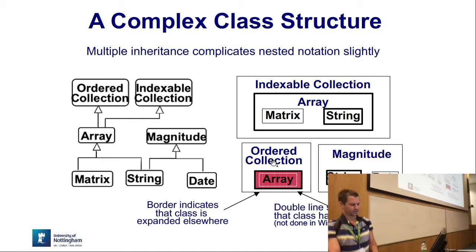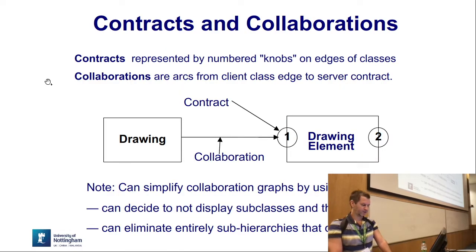So here it's been broken up into two rectangles, ordered collection, and then indexable collection right here. And then matrix. And matrix also has, oh no, it doesn't have two parents. String has the two parents. String here. The double line shows that the class has another parent. So it's complicated. Try to figure that out. Imagine having this drawing and having to recreate this. It's non-trivial. It's confusing.